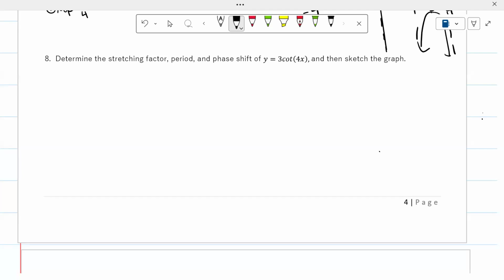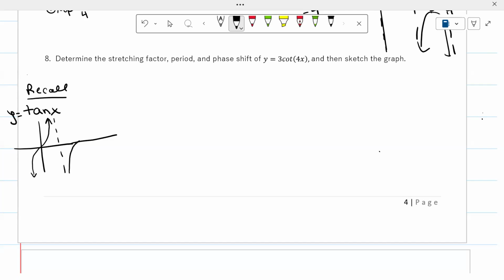Take a look at the cotangent function. In order to talk about the cotangent function, let's first recall what the tangent function looks like. So y equals tangent of x would look like this, and then it's on repeat. Now I'll put some scaling on here, so you know what our labels are.